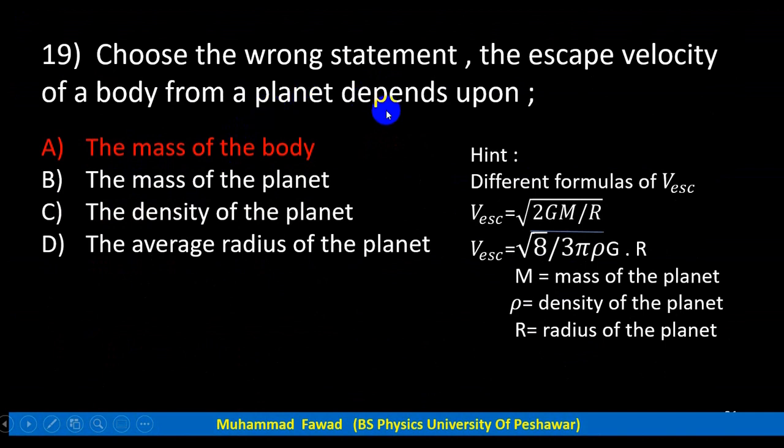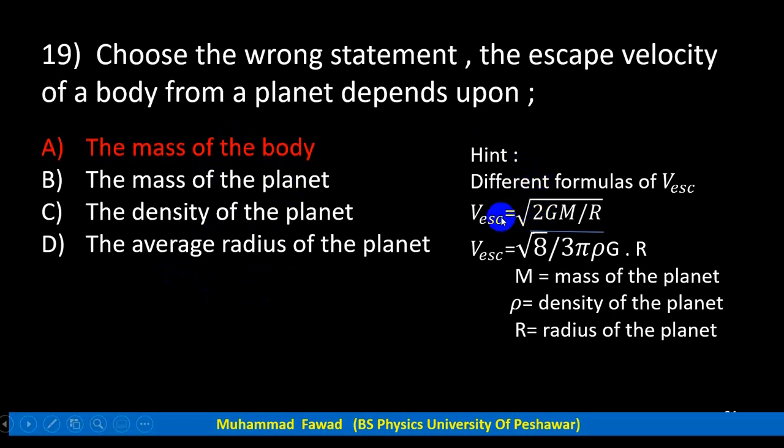Choose the wrong statement. The escape velocity of a body from a planet depends upon the mass of the body, the mass of the planet, the density of the planet, the average radius of the planet. हमने इन स्टेटमेंट में से रॉन्ग स्टेटमेंट को चूज करना है कि एस्केप वेलोसिटी किस चीज पर डिपेंड करता है और किस चीज पर डिपेंड नहीं करता.